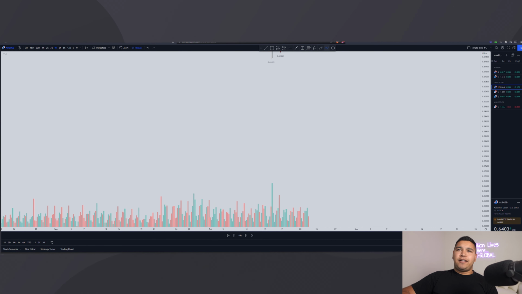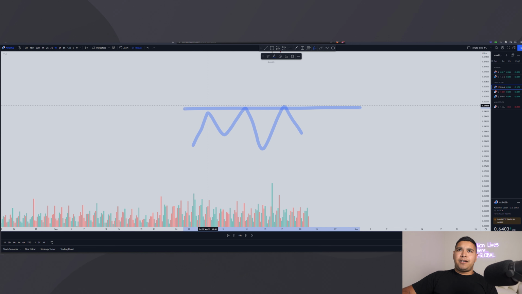Now, how normal traders will trade these levels of support and resistance is like this. So the price will form a level of resistance, something like this, and they will say, okay, previously in the past the price has reacted once, twice, 3 times to this level. What we are going to do is we're going to mark this level as a level of resistance.